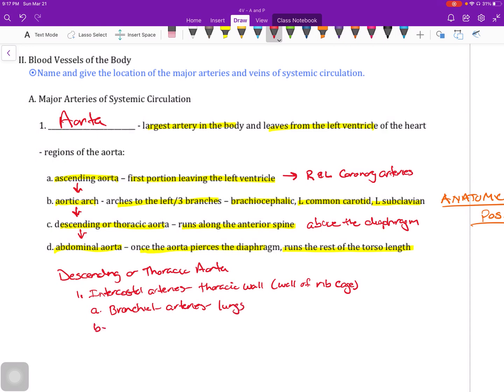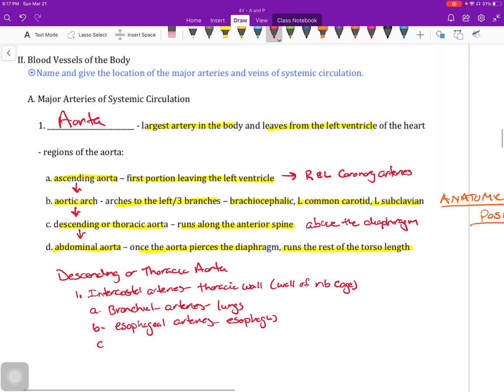You have the esophageal arteries, and that's going to be the esophagus, obviously. And finally, you have the phrenic arteries. Now, guys, match your furs here. Phrenic arteries serve the diaphragm. Okay, so match your furs. PHRs there.